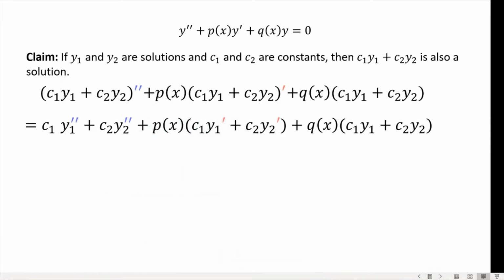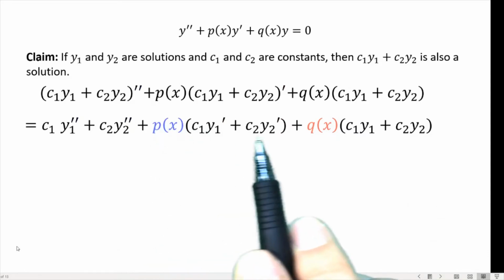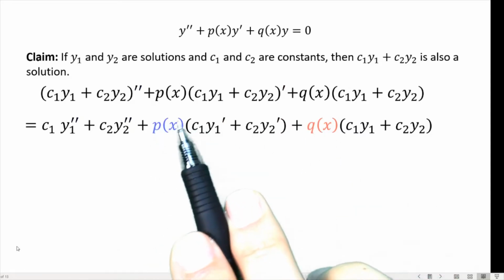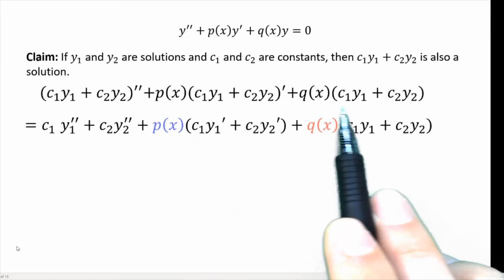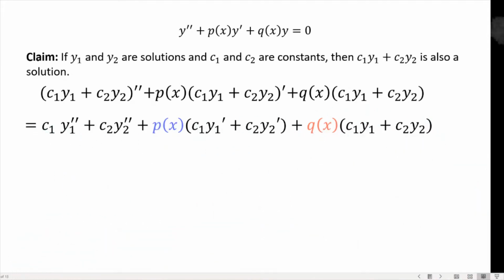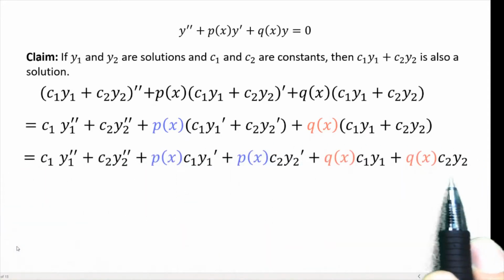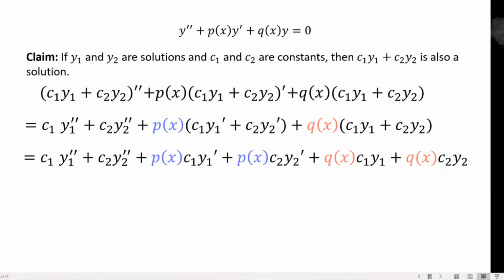The next thing we're going to do is take a look at these coefficients, p of x and q of x, and distribute those through. When in doubt, just expand everything out and get rid of these parentheses. That's essentially what we're doing. Okay, so now we've got rid of those parentheses. Now what can we do next?